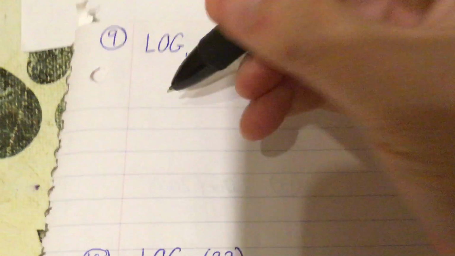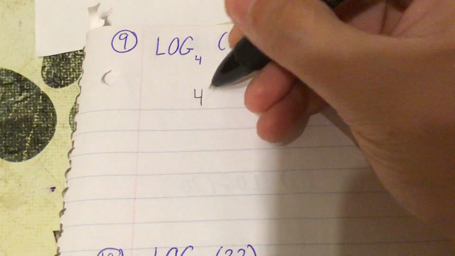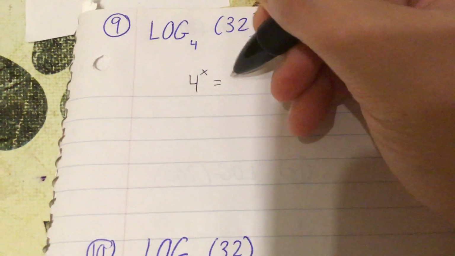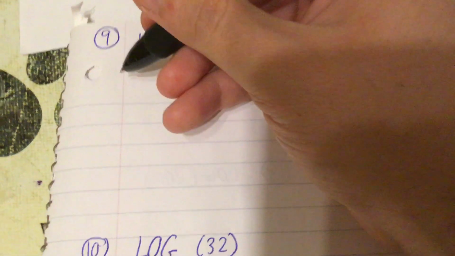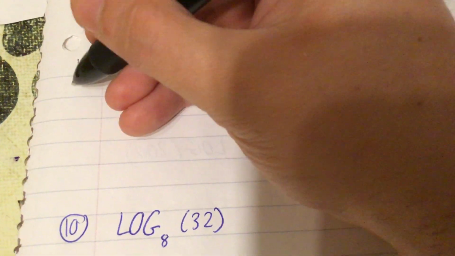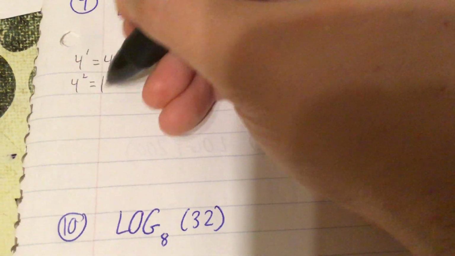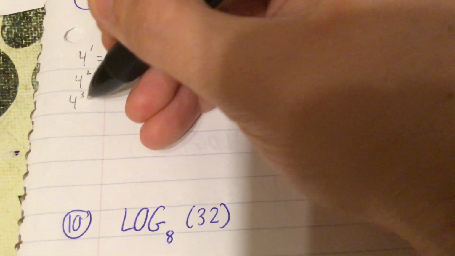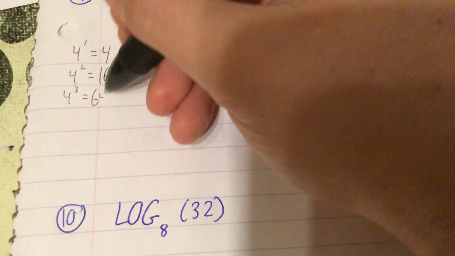All right, so now we're in uncharted territory. Log base 4 of 32. Okay. So 4 to the x power is 32. So I'm going to use my common sense over here just to show you. 4 to the first power is 4. 4 squared is 16. 4 to the third is 64. So I want to be somewhere between 2 and 3.